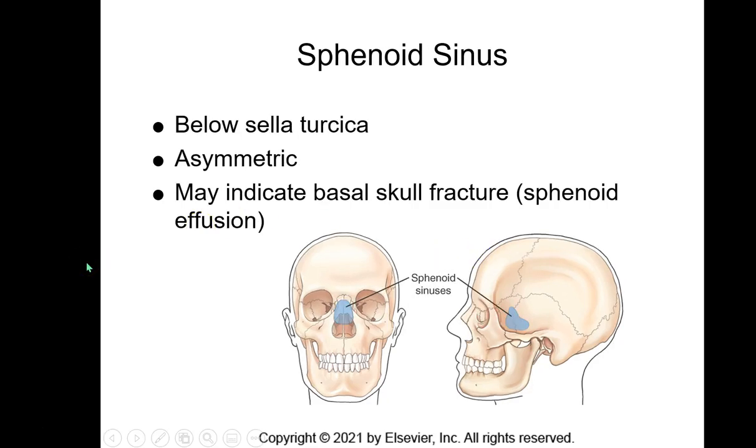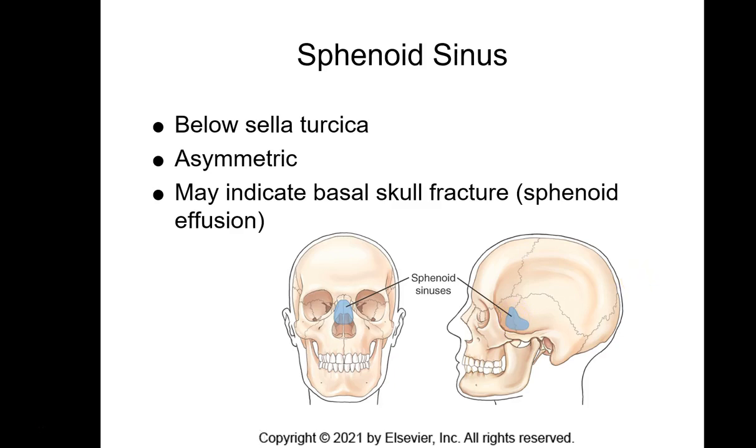Next, let's talk about the sphenoid sinuses. The sphenoid sinus lies in the body of the sphenoid bone, directly below the sella turcica. So if you can kind of picture, here's the sphenoid bone, and then the sella turcica is going to be right here. And there in blue is the sphenoid sinus.